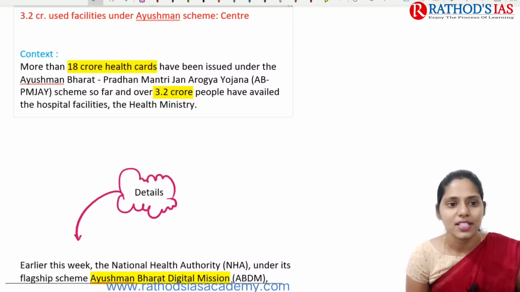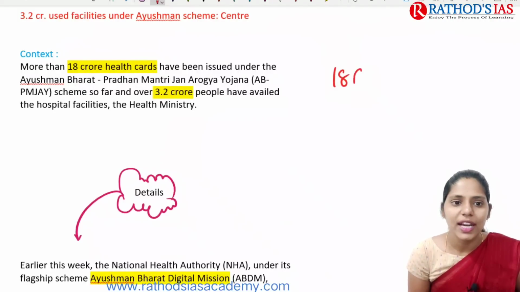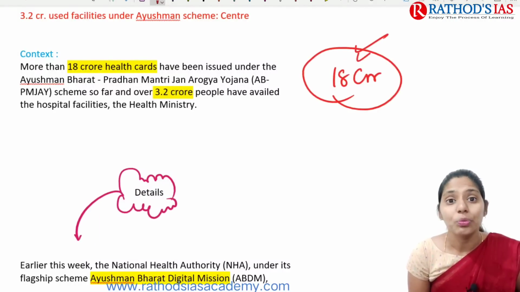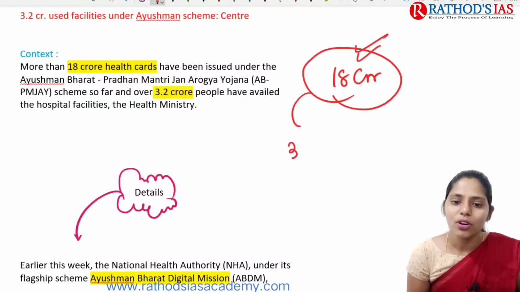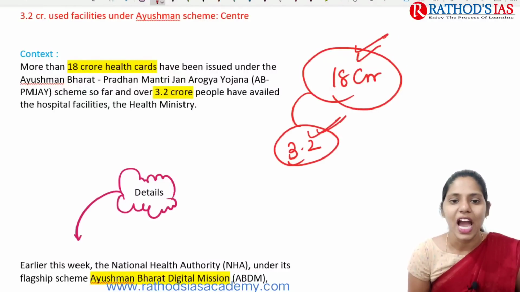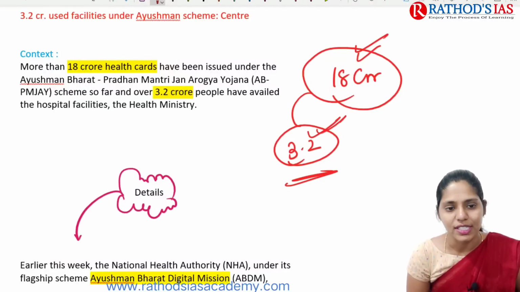So if you see the context, it mainly says that about 18 crore health cards have been issued under this Ayushman Bharat Pradhan Mantri Jan Arogya Yojana. So far about 3.2 crore people have availed these hospital facilities under this scheme. So this is one of the most successful things I can say.